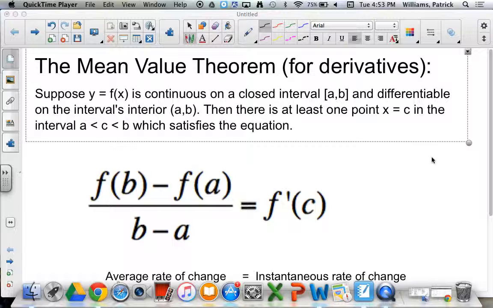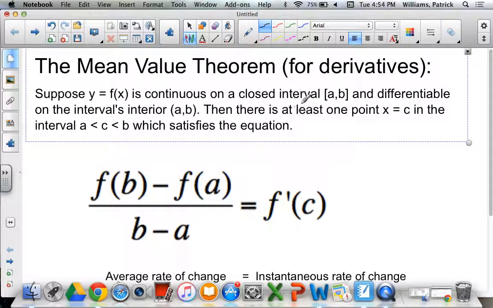Basically this is a theorem that essentially says, over some interval, which we will call between the points A and B, if we have a function that is continuous and differentiable over that interval, then there's going to be at least some x value, we'll call that x equals c, which satisfies this particular equation.